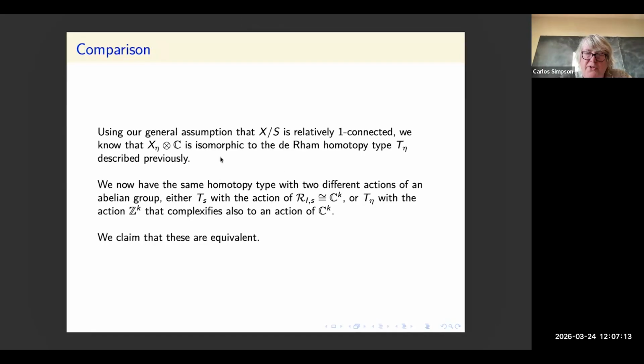So we have the schematic homotopy type of the nearby fiber, and we also have the representing homotopy type of the logarithmic de Rham stack of the central fiber. I shouldn't say the same homotopy type. I mean, we have two different homotopy types with different actions of the abelian group. We claim that those are equivalent. So that's done.